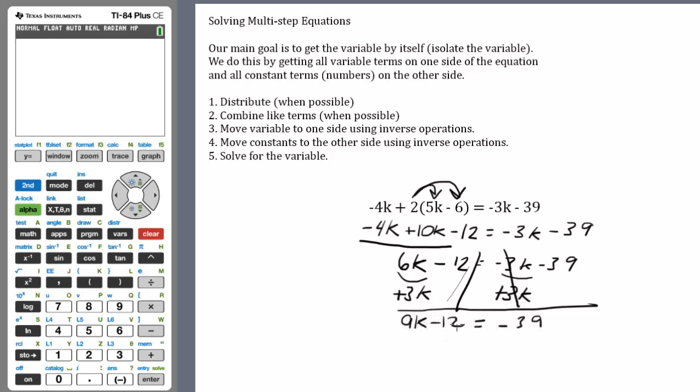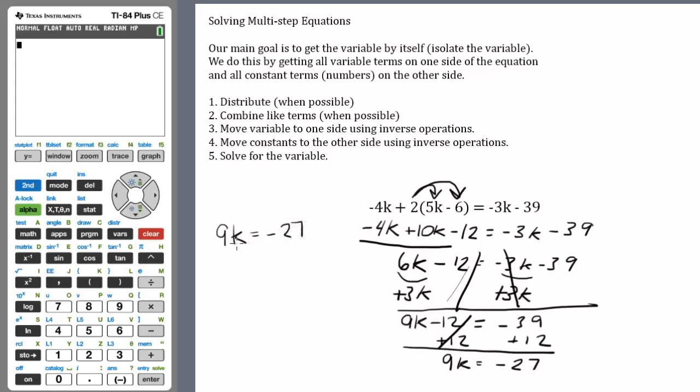And now I want to get the constants, meaning this negative 12, to the other side. How do I get rid of negative 12? I add 12. So I add 12 here. I add 12 here. The negative 12 and the positive 12 cancel out, so I get 9k equals negative 39 plus 12, which is negative 27. So basically, I've reduced this whole equation to 9k equals negative 27. Well, now what?